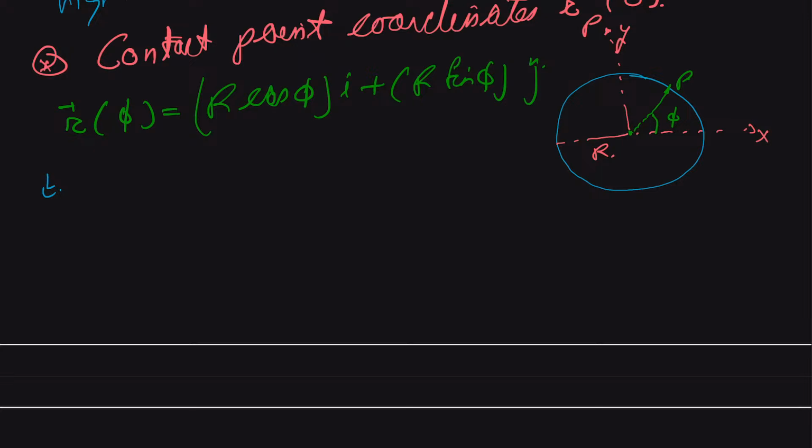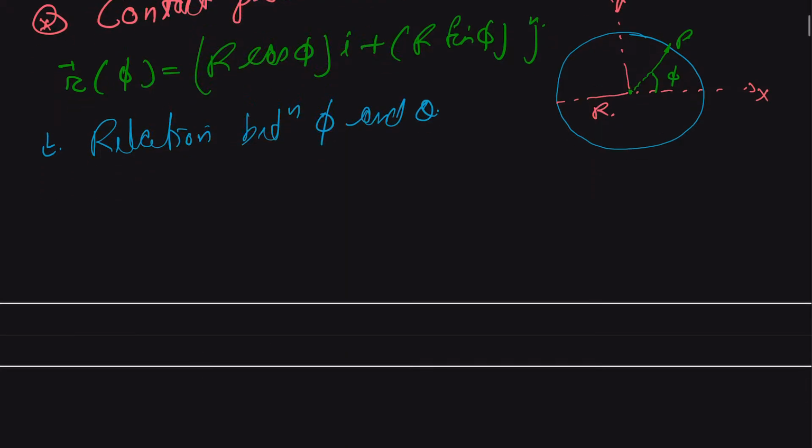And let us call this the relation between phi and theta. Because we want this point P to vary with respect to theta, not with respect to phi. Phi we have taken with respect to x, and theta we have taken with respect to y. So this is a minor point, you can say.